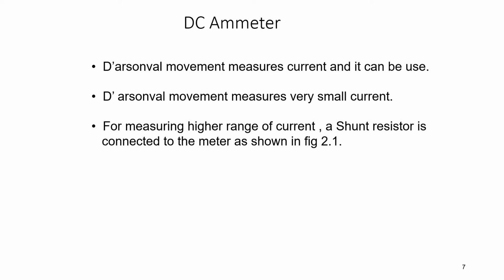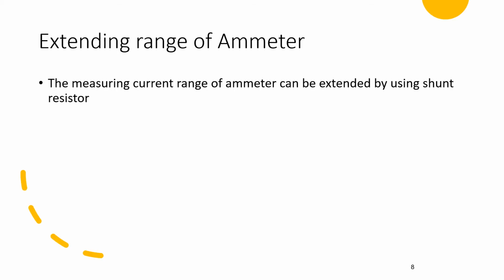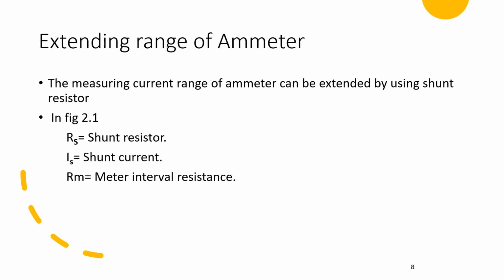So, for measuring high range of currents, a shunt resistor is connected as shown in figure. Next, to extend the meter range or to extend the range of this ammeter, we can connect shunt resistors. How to extend the range of the ammeter? The current range of the ammeter can be extended by using shunt resistors.